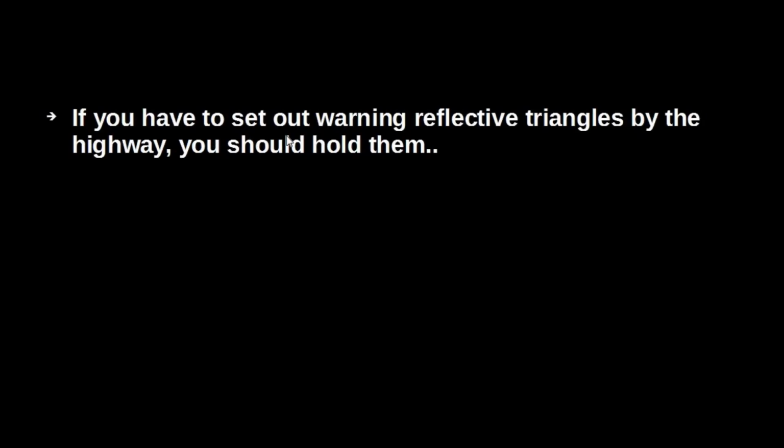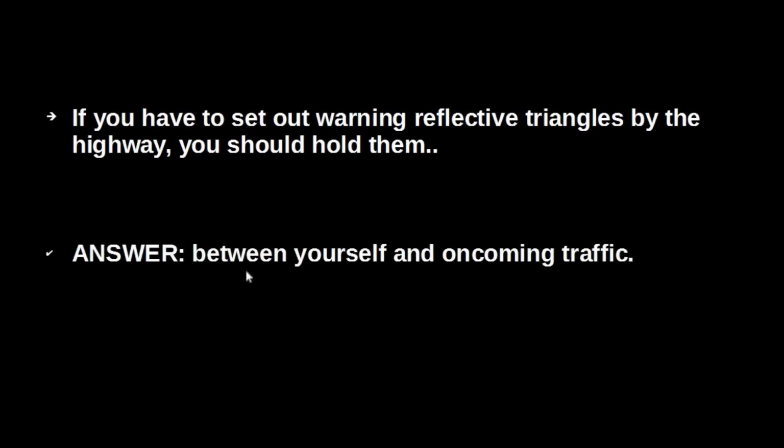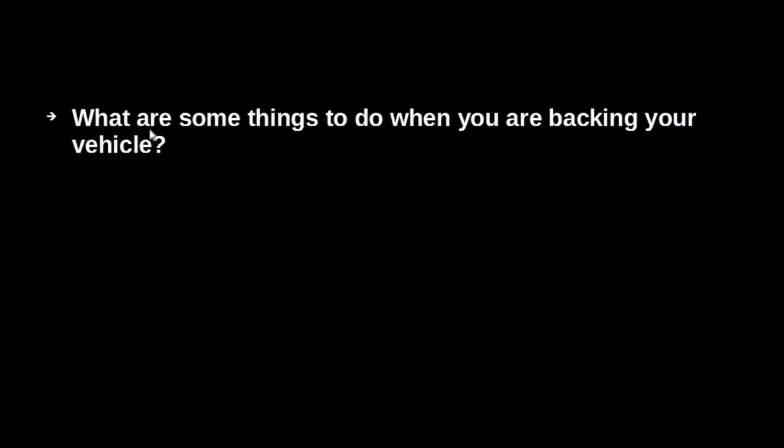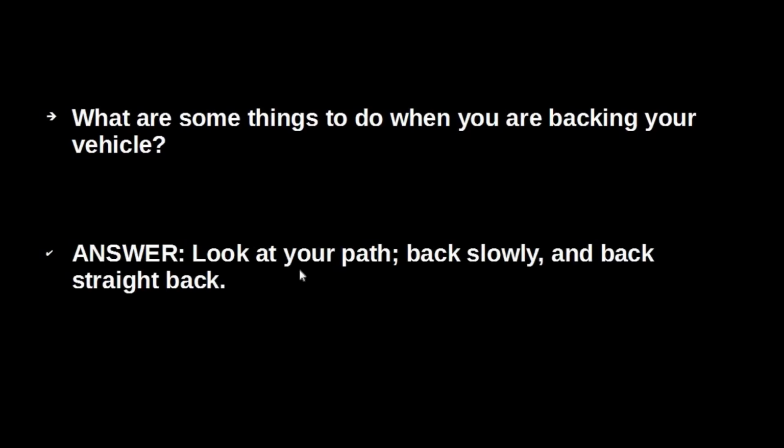If you have to set out warning reflective triangles by the highway, you should hold them between yourself and oncoming traffic. What are some things to do when you are backing your vehicle? Look at your path, back slowly, and back straight back.